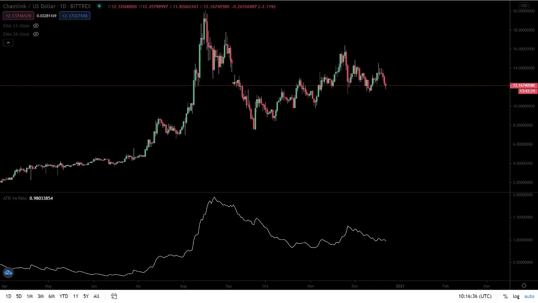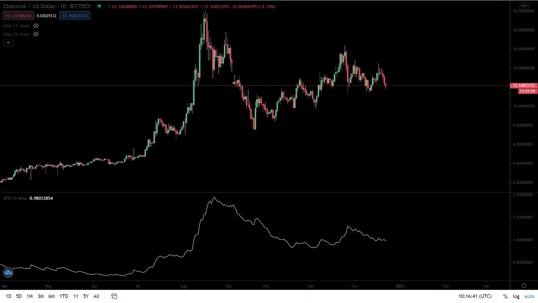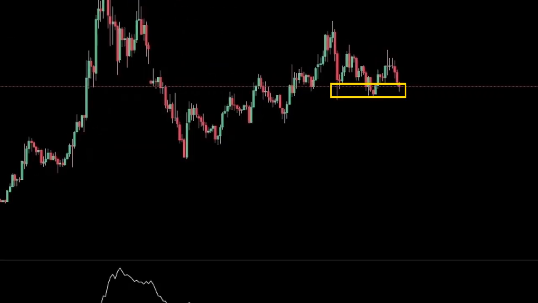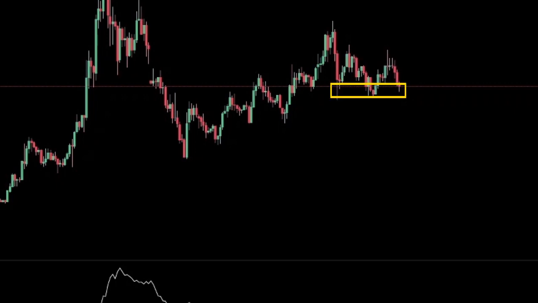Here we are looking at Chainlink versus the US dollar on the daily chart, and the first step we need to take is to identify where the price could react. I would probably say in this area over here, previous resistance became our support here, and then we have this rejection followed by this pullback, and we have this second pullback. Now we know that this area is an area of value where the price could possibly react and make a reversal.